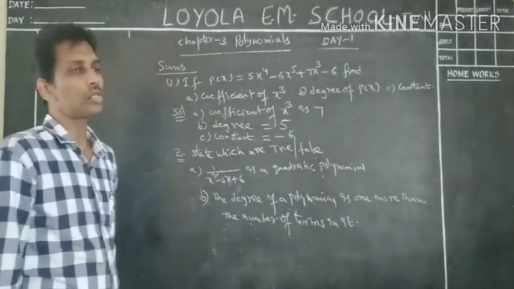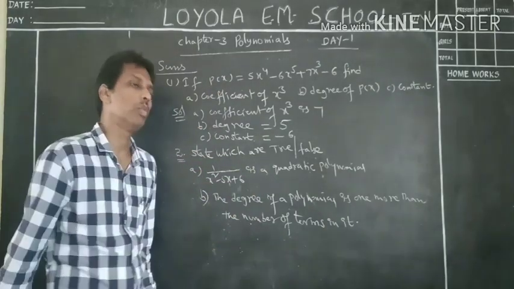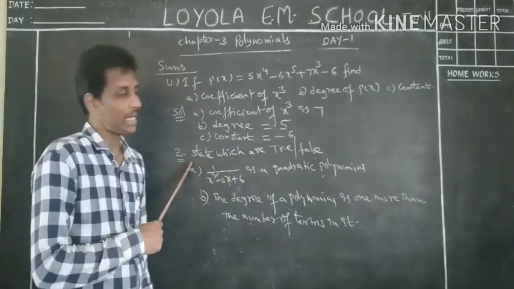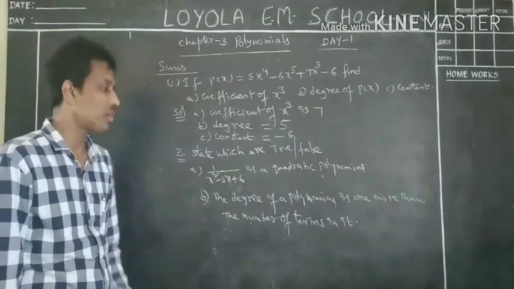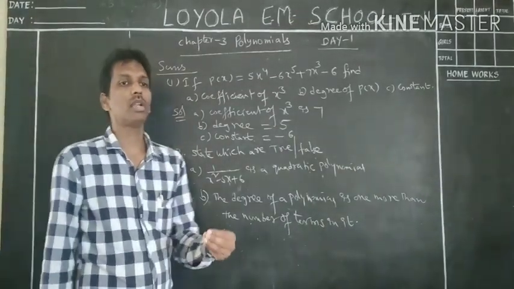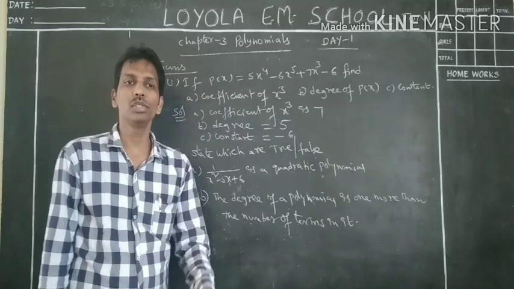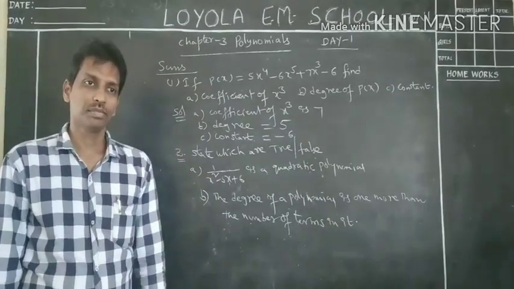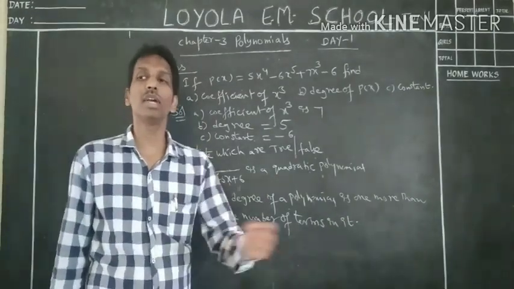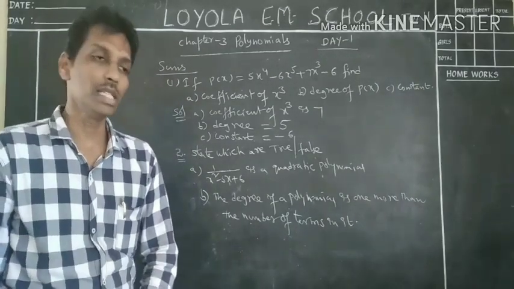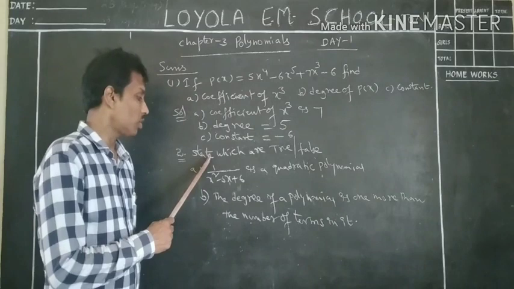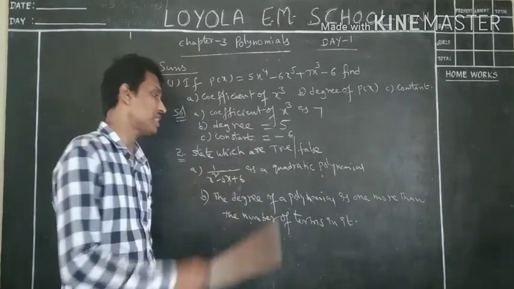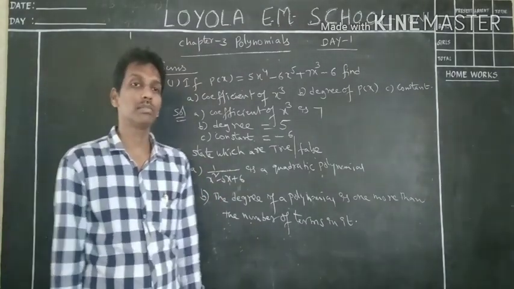So these are the 3 questions asked for the given polynomial. Let us go through the second sum. State which are true or false. True or false means we are not asking it blindly. Here we need to justify it. Simply writing true or false won't be sufficient. Let us see, 1 by x square minus 5x plus 6 is a quadratic polynomial.